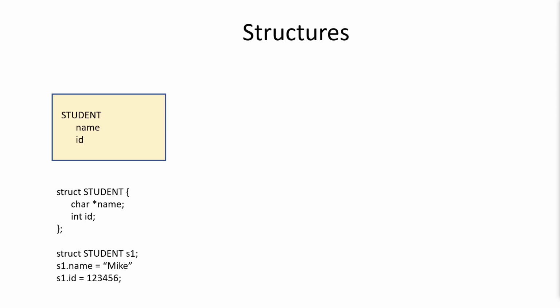And then I'm going to be creating an instance of that struct, and I'll assign the values: the name Mike and my student ID number. Please don't take advantage of my student ID number. Don't use it to check out books from the library.